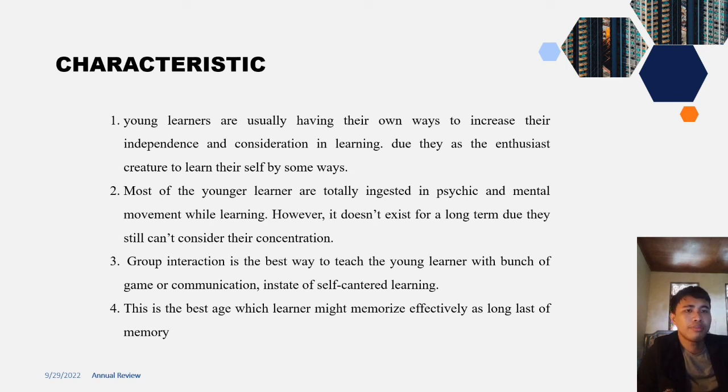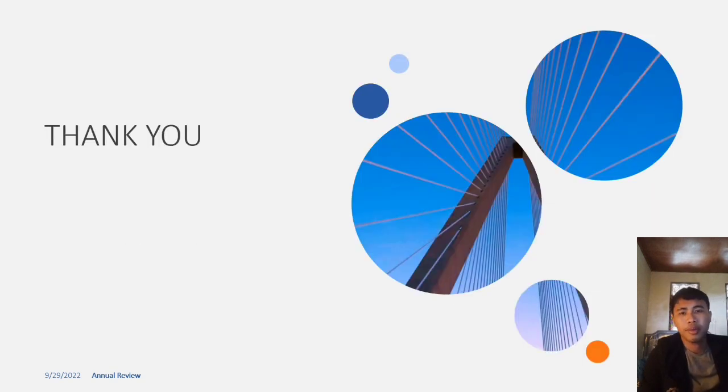And the fourth one is that this is the best age at which learners might memorize effectively, with long-lasting memory. This means that in this range of age, learners can memorize everything because they don't have anything really serious to think about except their study for now.